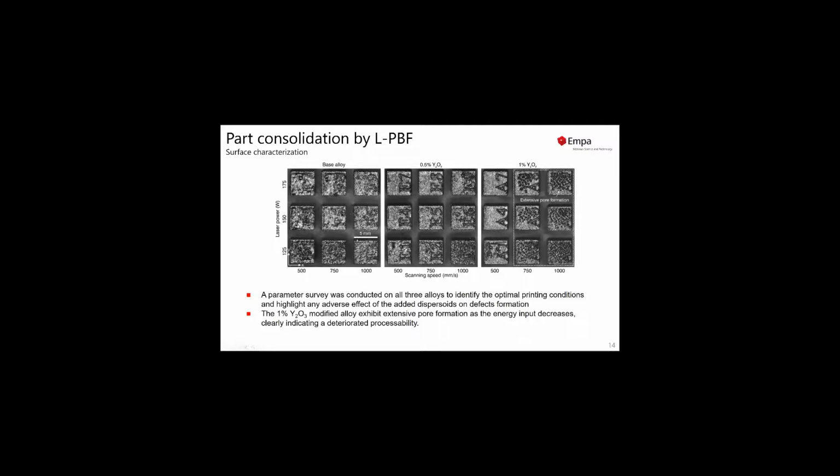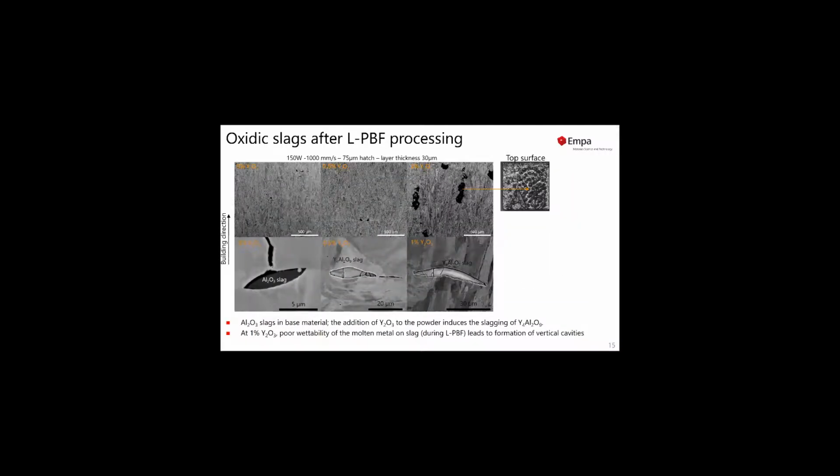What is obvious, just looking at the surfaces of our cubes, is that the addition of yttria apparently leads to a worse quality of the cubes. In particular, we saw for the 1% yttria extensive pore formation, which is visible here at the surface in this stereo microscope image, in particular when the energy input decreases. This clearly indicates a deteriorated processability of our ODS alloys. That was not the best sign, but we had a closer look into our materials.